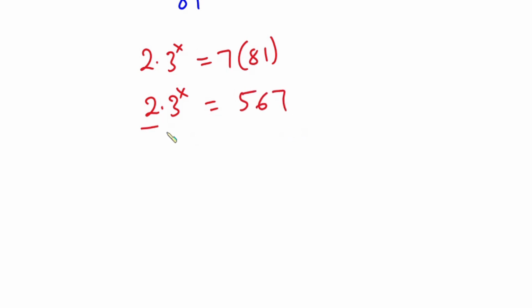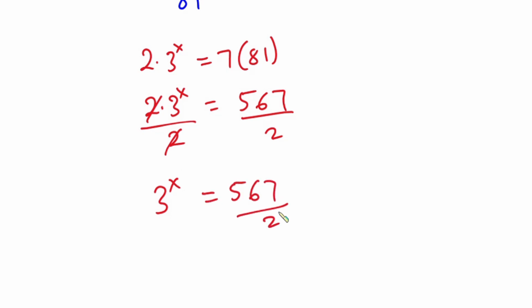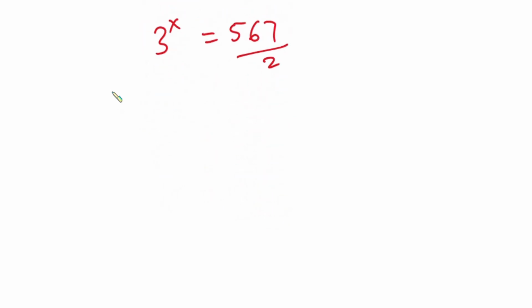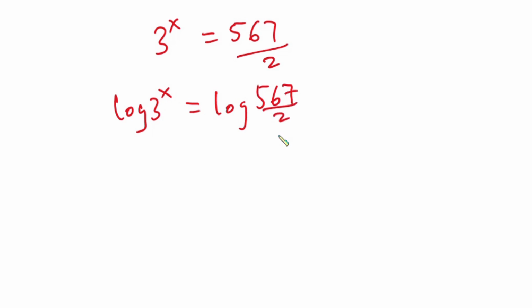Alright, now let's go ahead and divide each side by 2 so that this will cancel this. Now we have 3 to the power x is equal to 567 over 2. Okay, now since we want to find the value of x, let's go ahead and take log in base 10 to both sides of the equation. So we have 567 over 2 over here.